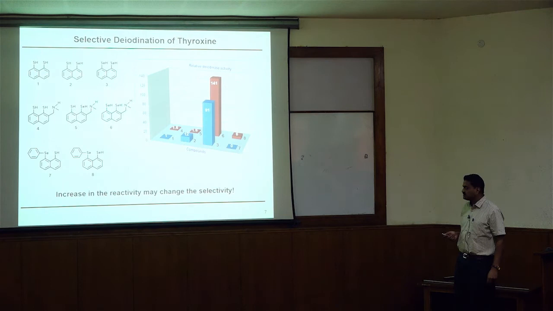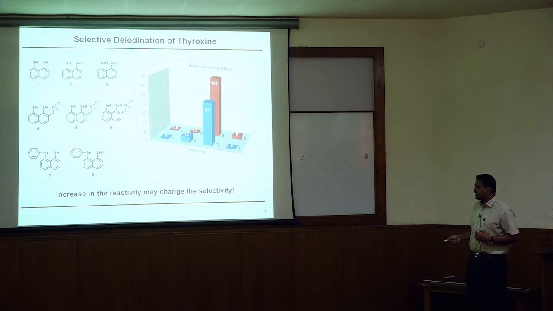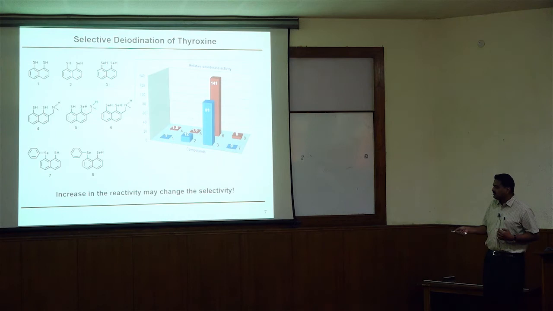This led to an assumption that it is not just the selenium which is important, but what is there next to that is also important for the deiodination reactions. When we block that with the phenyl substitution, there is no activity. So we wanted to check whether an increase in the reactivity changes the selectivity.